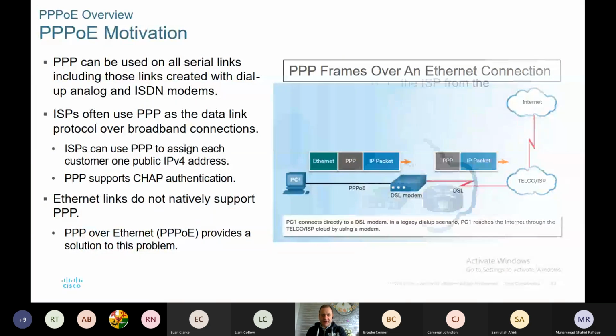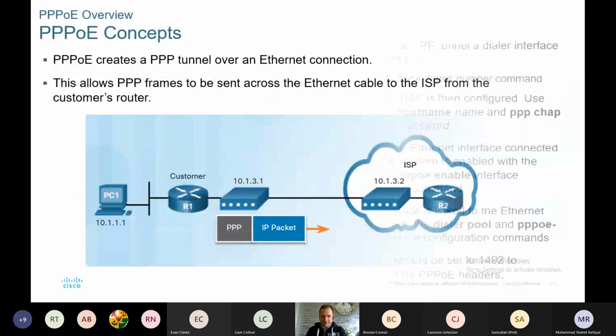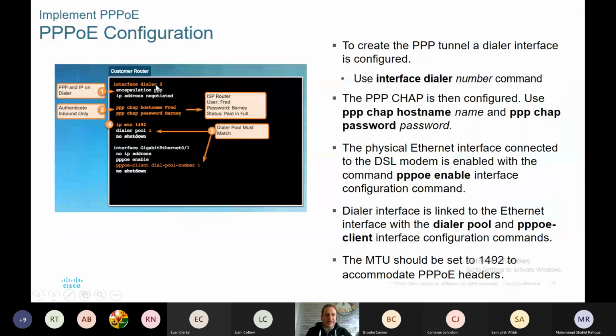Okay, let's go back to the commands again. So interface dialer 2, encapsulation PPP, IP address negotiated. That's to allow the IP address to be negotiated. There's a CHAP hostname and a CHAP password, and you can see the hostname is Fred and the password is Barney. Again, it could be anything. That just means for the ISP router, the username is going to be Fred and the password is Barney.